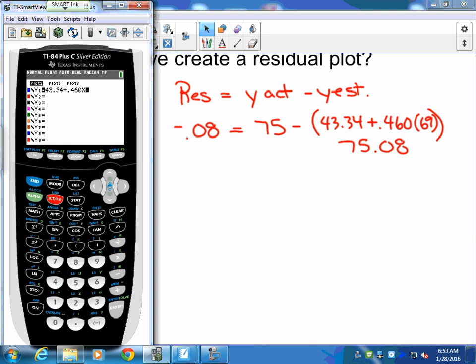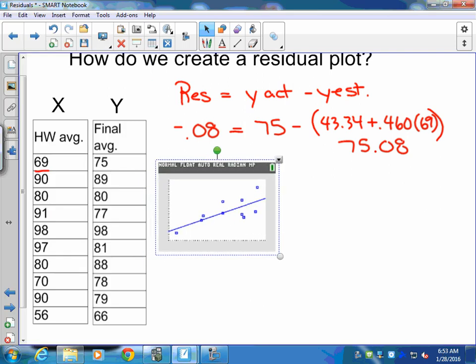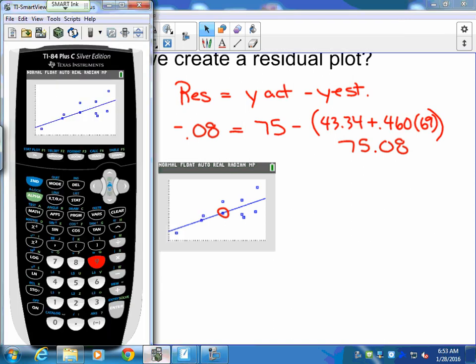So there's our least squares regression line in our plot. If we look at our original graph, let's go to Zoom Stat. Here is our actual data, with the least squares regression line going through the middle. We can see that coordinate point that we just estimated right here, very close to the regression line overall.